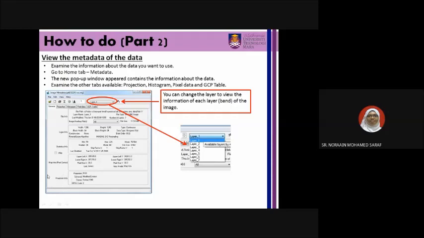Projection info is also shown here in the General tab. And you can examine the other tabs available: projection, histogram, pixel data, and GCP table. You can change the layer to view the information of each layer or band of the image here.